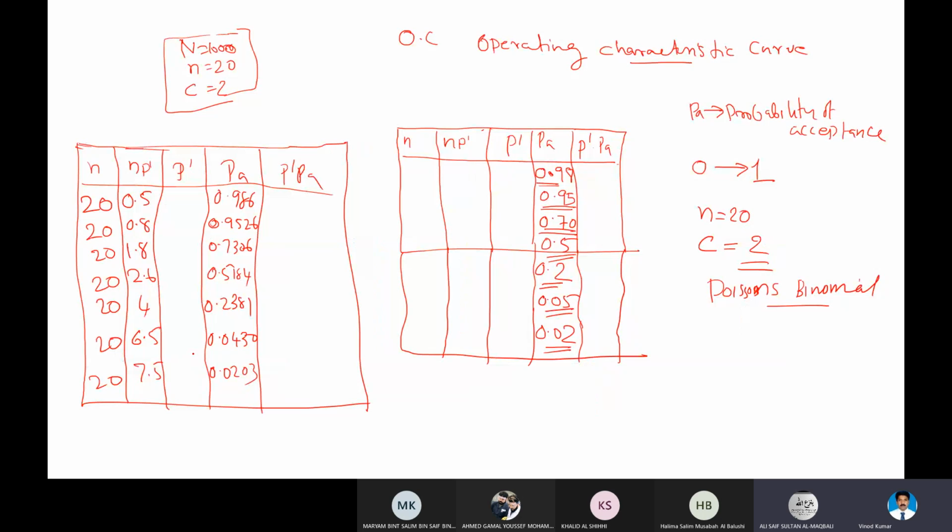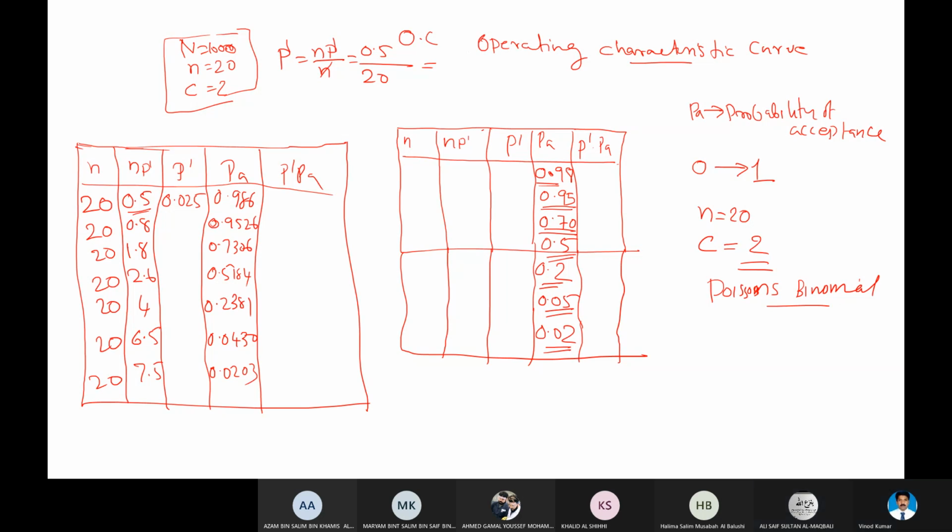Easy. Now use your calculator. NP dash you have, N you have. How to find P dash? NP dash divided by N, correct? P dash is equal to NP dash by N. N cancels, that's why. What is NP dash? 0.5. NP dash 0.5 and N is how much? 20. Find. 0.025.